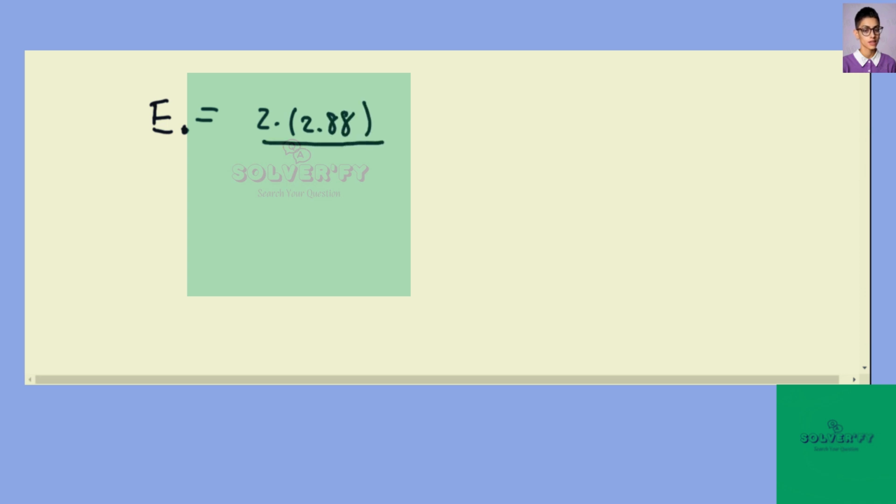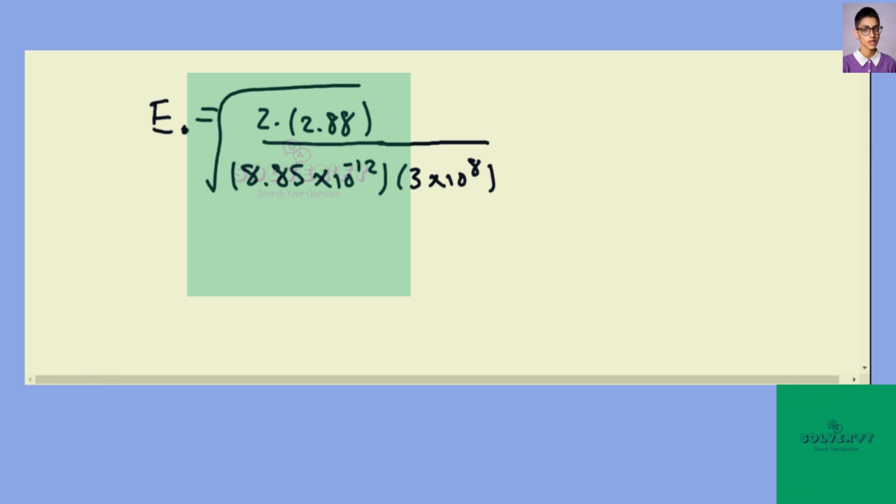Divided by epsilon naught, which is 8.85 times 10 to the minus 12, times the speed of light, which is 3 times 10 to the 8th. And of course, all of this under a square root. And so for the electric field, we get 46.5 volts per meter.